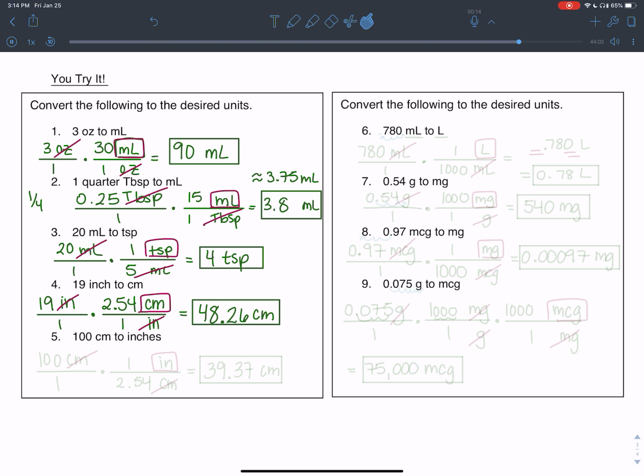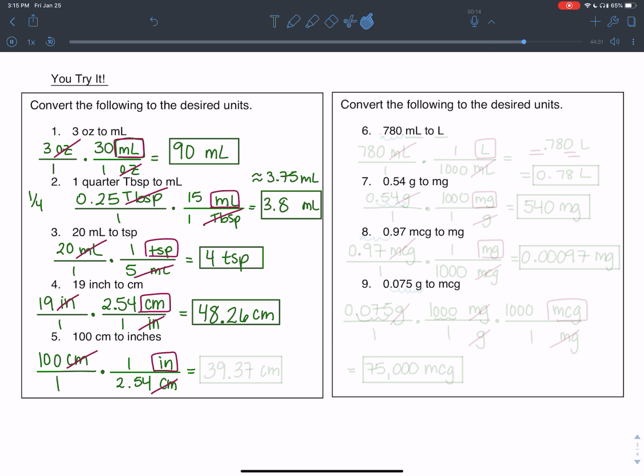Okay. So now let's convert 100 centimeters to inches. I'm converting that to inches, so I'm going to have centimeters on the bottom, inches on the top. For it to cancel again, there's 2.54 centimeters and 1 inch. We can see then that the centimeters cancel, the inches are left over.